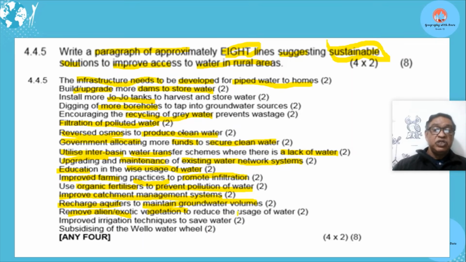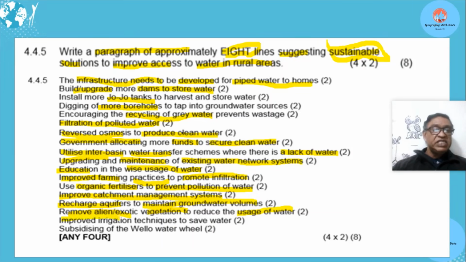to reduce the usage of water. Lots of alien vegetation come in and they use more water. They may put in more chemicals that could be toxic for us, because alien vegetation does not belong to the specific area in which it is. It's come from somewhere else, all right? And they may use up water, so remove them. Less water use, less toxins.